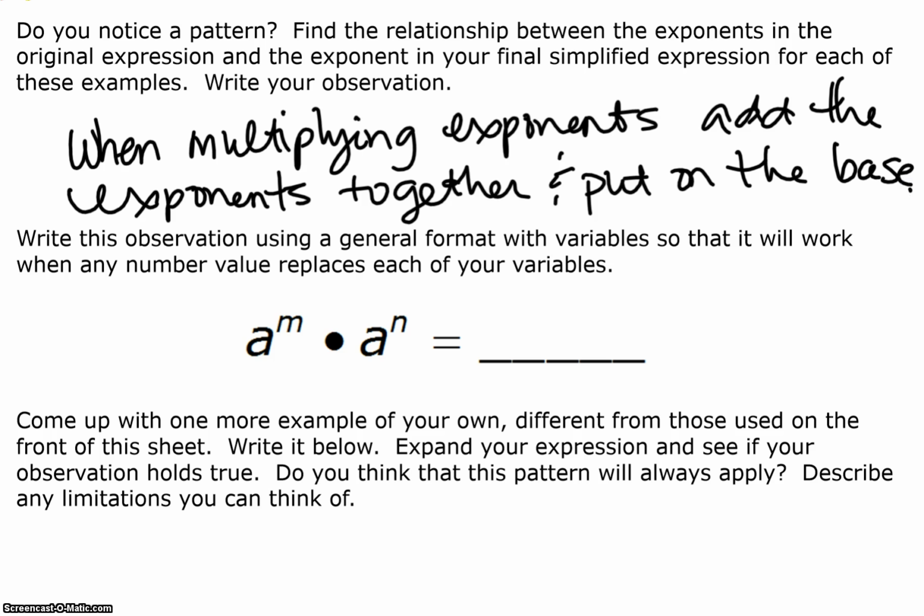Press pause so you can finish writing that. So it says write this observation using a general format with variables so that it will work when any number value replaces each of your variables. So when you have the same base and you have 2 different numbers of exponents, what you're really doing is a to the m plus n. And that will work every time you need to multiply exponents. I will check this part in class tomorrow, so make sure you are coming up with one more example and then expanding it and seeing if your observation holds true. And then answer, do you think this pattern will always apply?